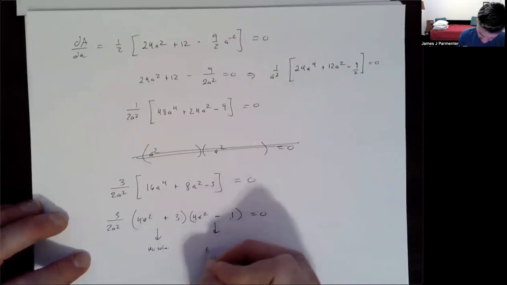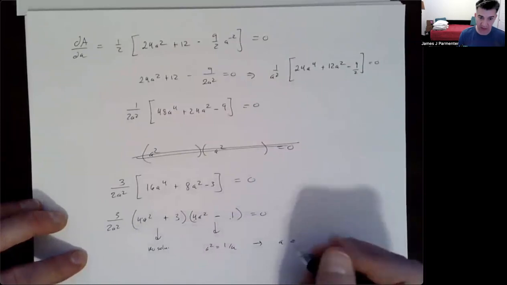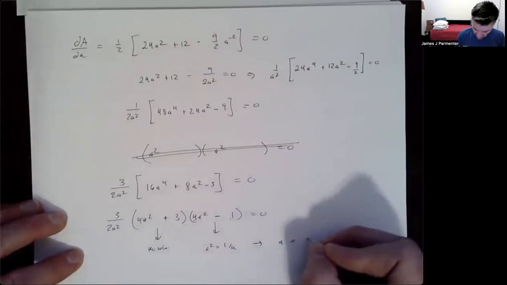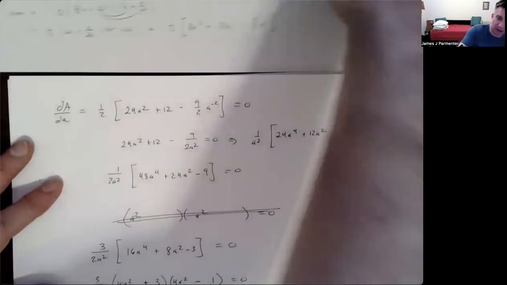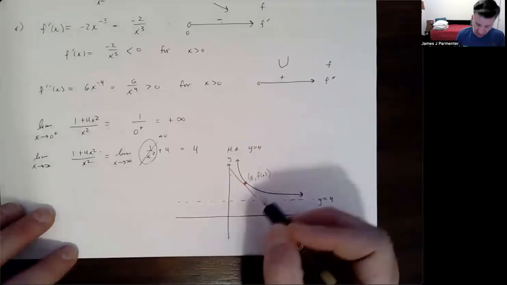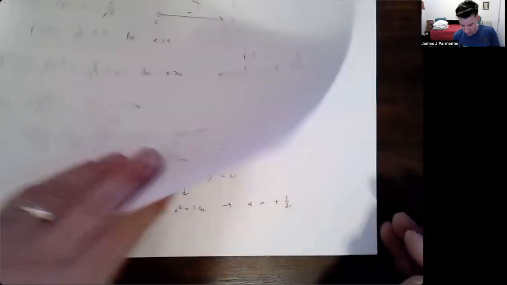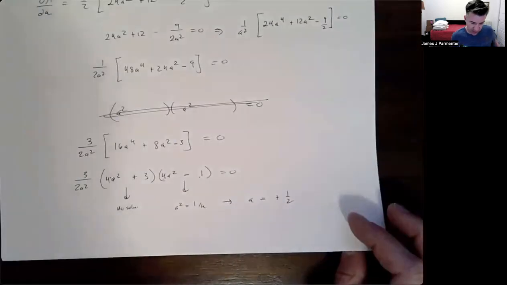This part, you're going to get a squared equal to 1/4, which means a is going to be plus or minus 1/2. But we know that a can't be negative 1/2 because of where this whole function started off. I know it's been a while. If we go back to the picture we started with, a was certainly greater than 0 because that's where the function was defined. So we get a equal to 1/2.